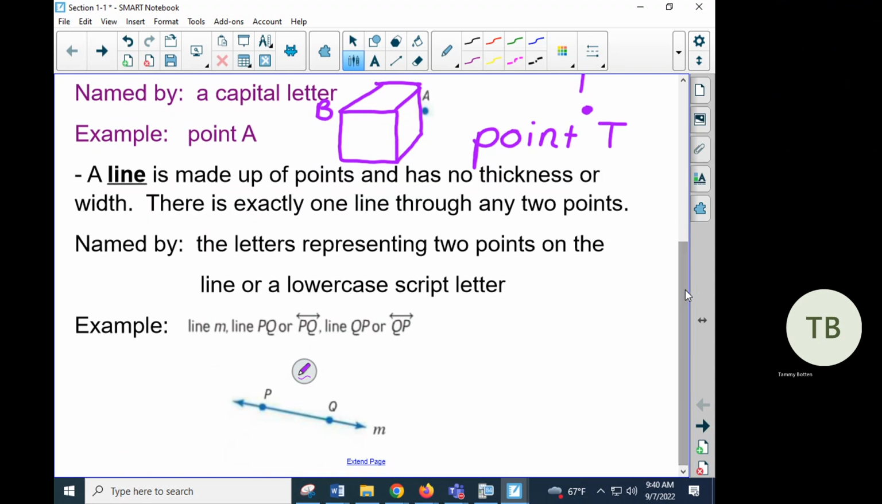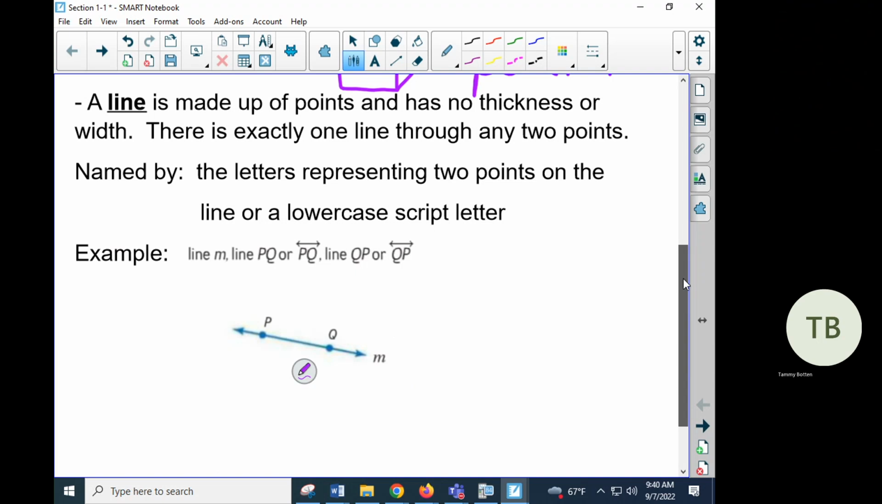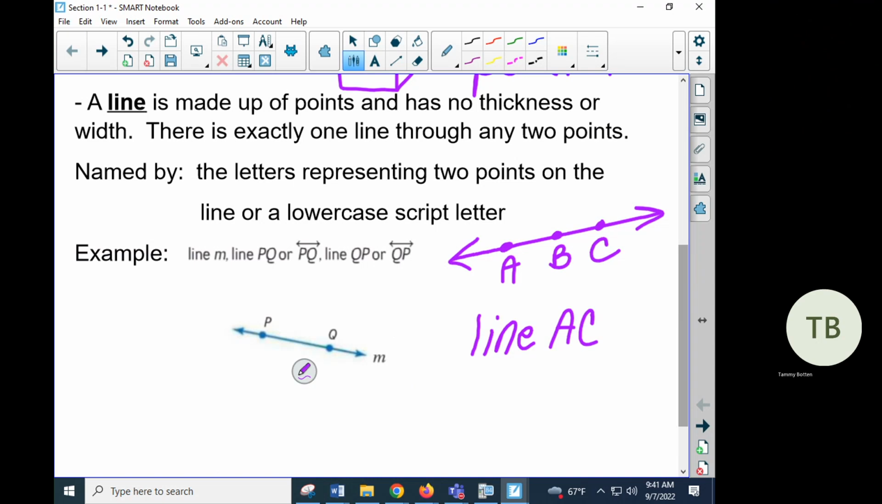The next thing we're going to talk about is a line. And when you have a line, I think you all know that you have arrows on each end. Now, to name a line, regardless of how many points you have on this line, you name a line with two of the points, and they can be in any order. So I could name this as line AC. I could say line CB, line CA, line BA, any of those would be fine.